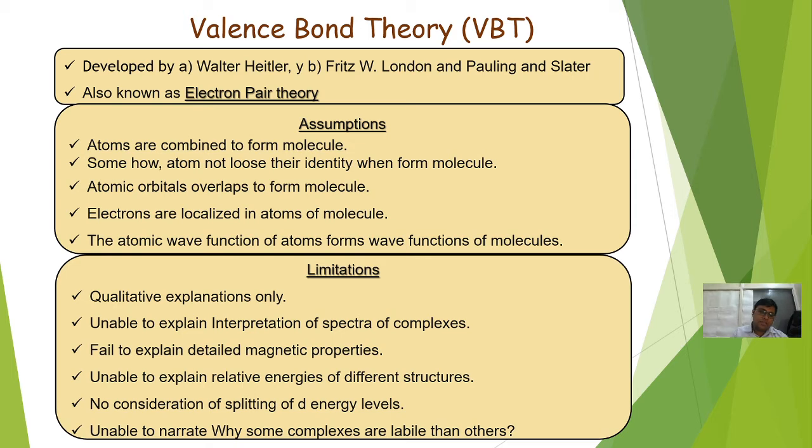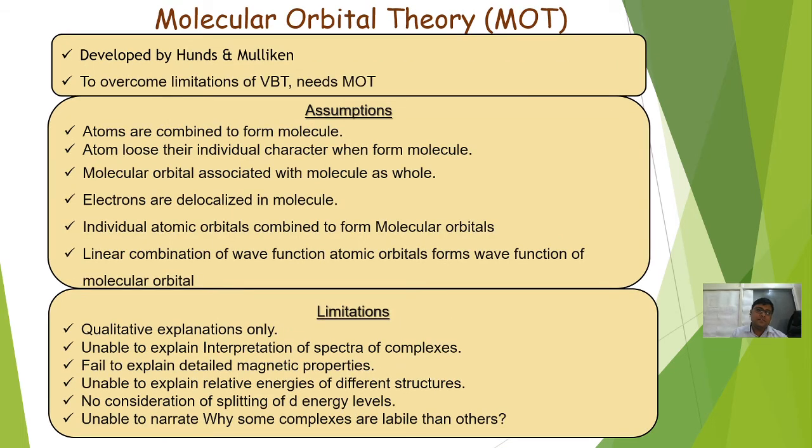In valence bond theory, there is no consideration of splitting of d energy levels, meaning there is no consideration of d orbitals. Again, valence bond theory is unable to explain why some complexes are more labile than others. These are some limitations, and if there are limitations, then there is a need for development. So likewise, Hund and Mulliken developed the molecular orbital theory.